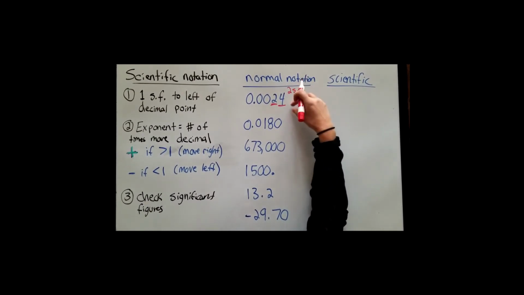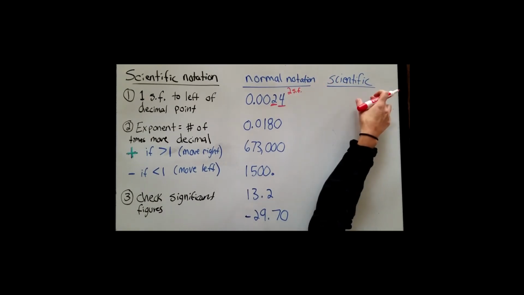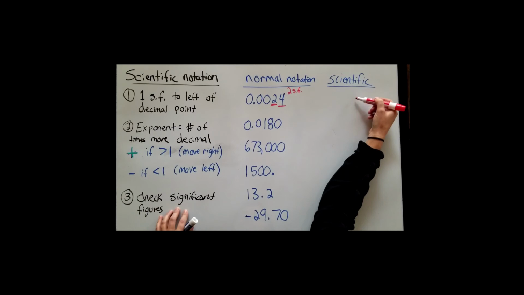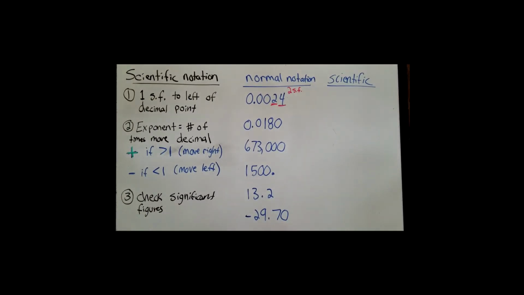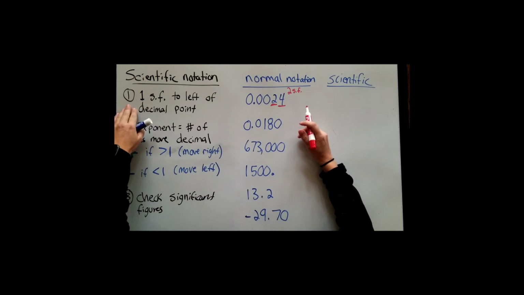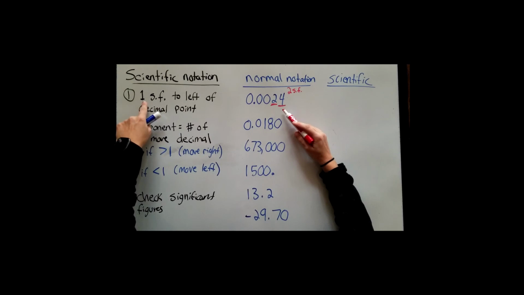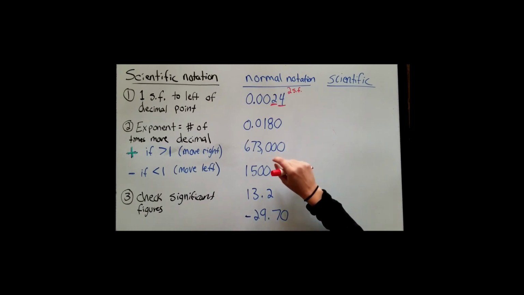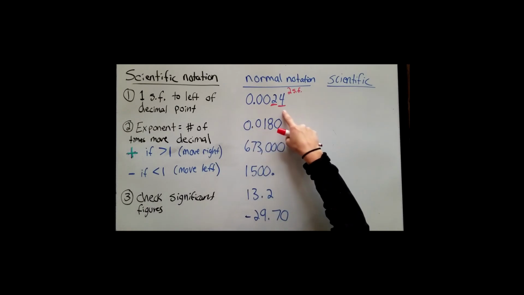Now, once I'm done converting this normal notation number into scientific notation, my very last step, number 3 down here, is to check my significant figures to make sure they remained the same. All right, so let's start. Rule number 1, to change this to scientific notation, says we want one SF, which is a significant figure, meaning a non-zero number, to the left of the decimal point. So if I want just one non-zero number to the left, where is my decimal point going to move to?